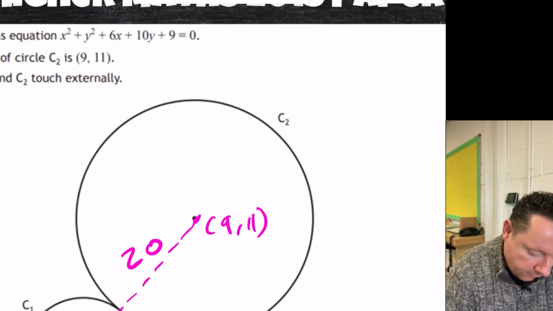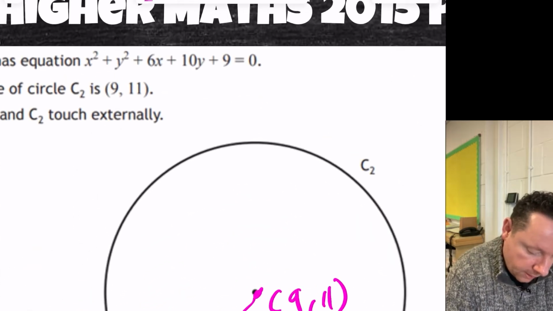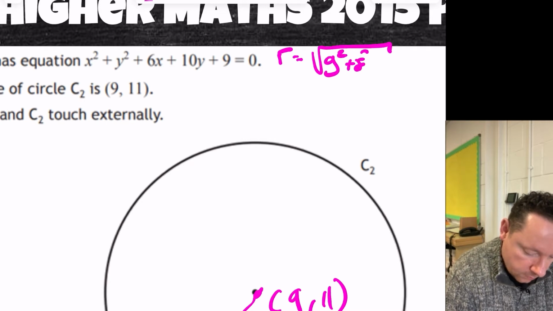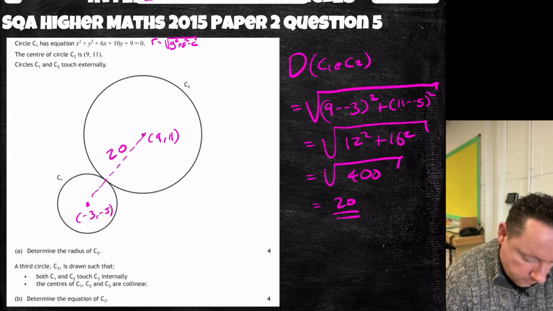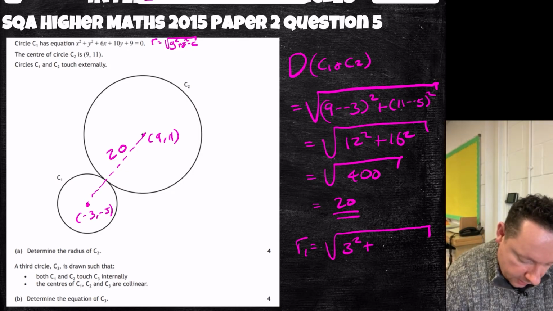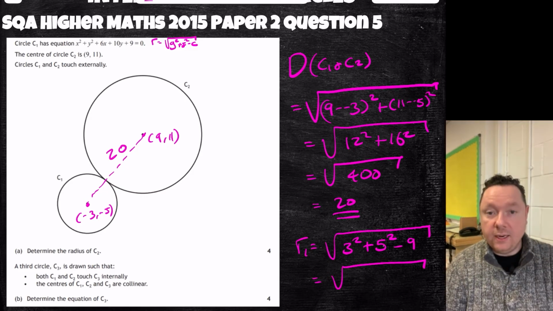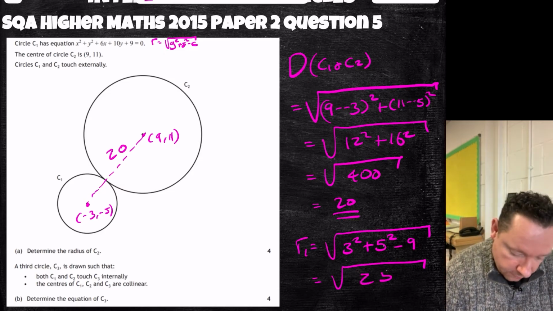So again, start of the exam paper, radius is equal to the square root of g squared plus f squared minus c. So we know g and f are just our centres. So therefore we can say the radius of C1, or R1, is equal to the square root of 3 squared, g, plus 5 squared, f, minus c, which is minus 9. So that is 9 plus 25 minus 9, which is 25.